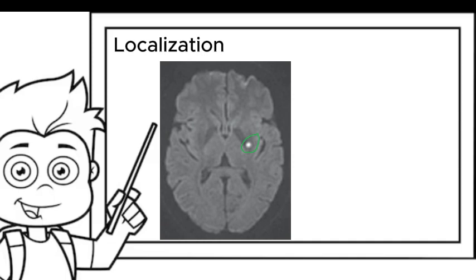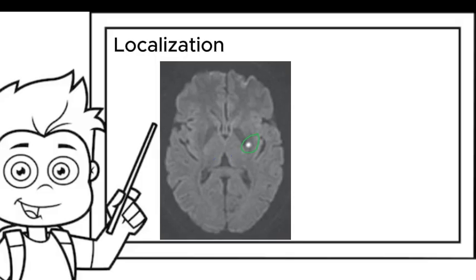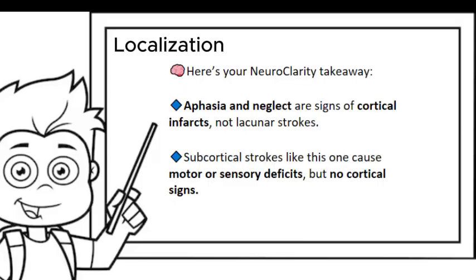Based on the MRI location, this lacune is not in the thalamus, so a pure sensory stroke is unlikely here. Here's a critical point to remember. Aphasia and neglect are signs of cortical infarct, not lacunar strokes. Subcortical strokes like this one cause either motor or sensory deficits, but no cortical signs.